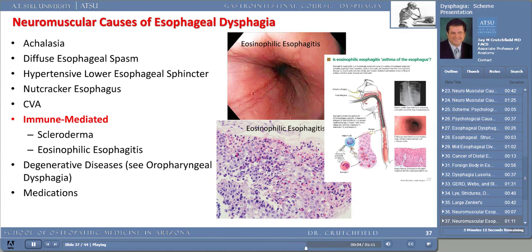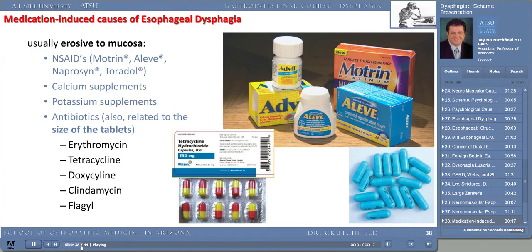Immune-mediated causes of neuromuscular dysphagia, such as eosinophilic esophagitis and scleroderma, need to be considered as a neuromuscular cause, and of course the degenerative diseases and the medications. And truthfully, the medications deserve their own category. The same medications that can cause oropharyngeal dysphagia can also cause erosions to the esophagus and lead to odynophagia and esophageal dysphagia and a feeling of fullness or pain in the upper esophagus.